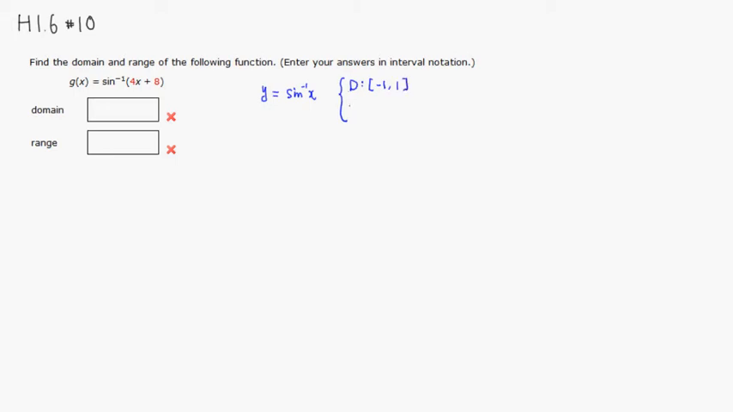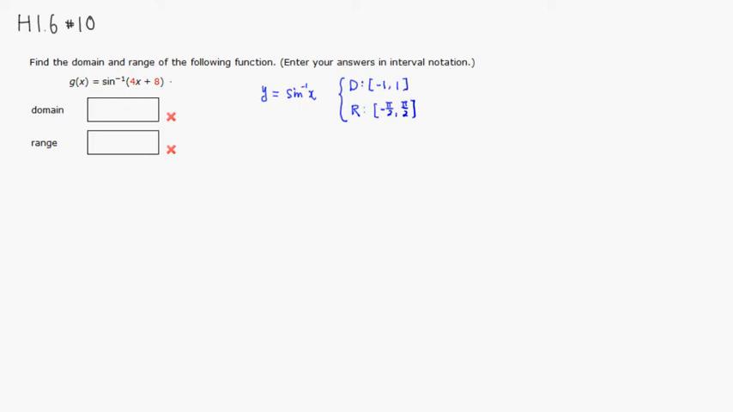Alright, and the range is going to be, remember that the sine is restricted to -π/2 to +π/2, so that this becomes one-to-one, so that we can talk about the inverse function. All right, so we have a domain and range for the original arcsine, but there's some transformation applied here.